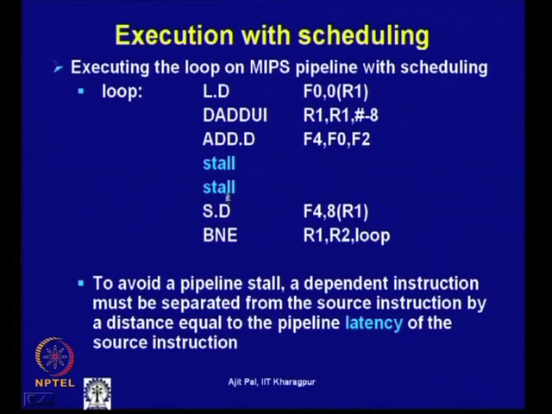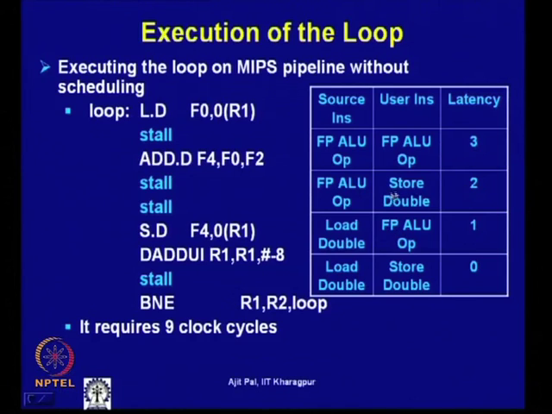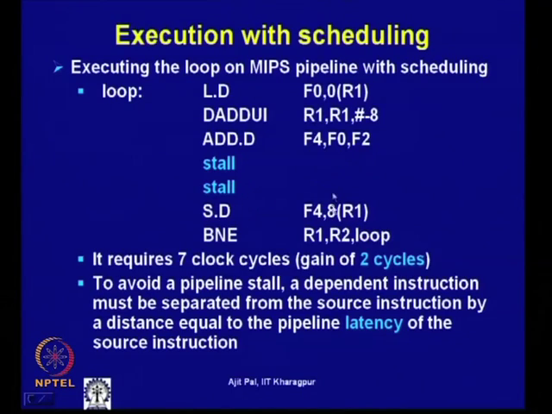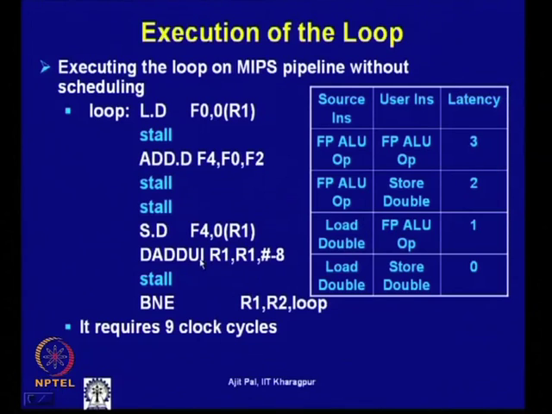However, these two stalls will still be present because add data is followed by store data, and as per this you will require 2 stalls to be introduced. Whenever this type of rescheduling is done, you have to change the instruction. You may see that in the previous case, the value of R1 was decremented by 8 to point to the next element of the array.